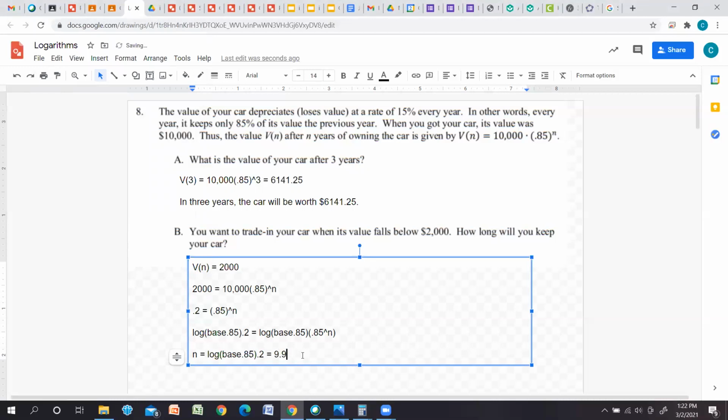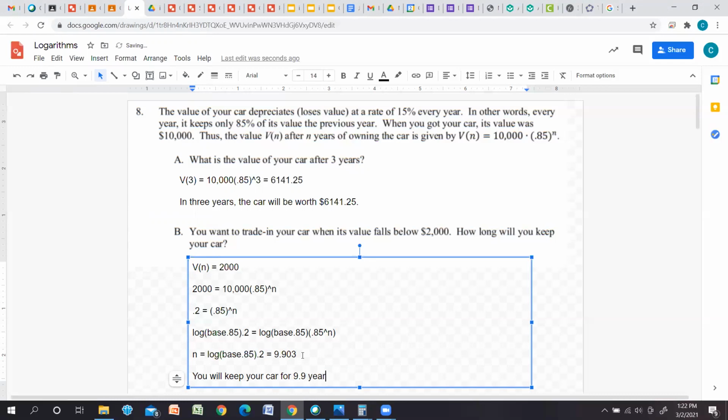So in other words, it asks how long will you keep your car? You will keep your car for 9.9 years. And that's more or less how we apply logarithms. So again, the other questions are applying the properties of logarithms in different ways, but these real world situations show that you can actually calculate values that people would be interested in finding, like when a car is a certain value, things like that.